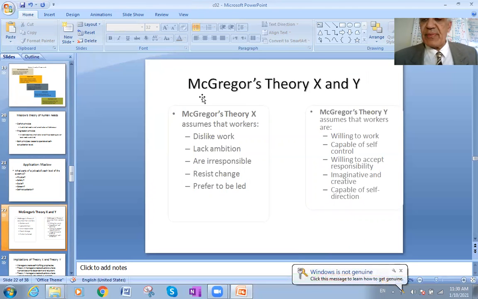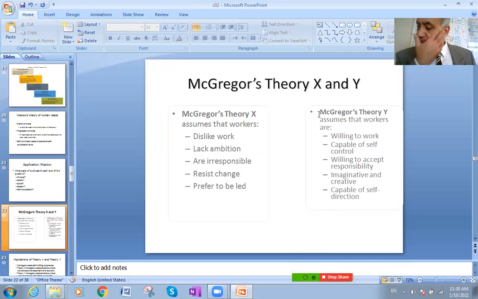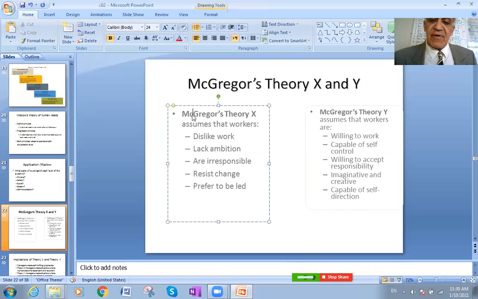Then we come to McGregor's theory, X and Y theory. What's in X and Y? What will we say about X and Y theory? Douglas McGregor said, "I can put the people in two categories. I will call the first category X and I will call the second category Y."